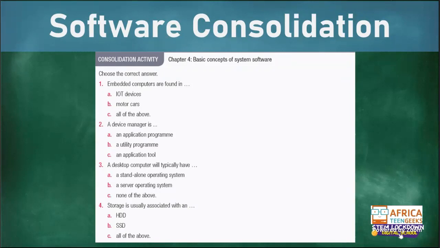Right. Question number 1, embedded computers are found in A, IoT, which is Internet of Things devices. Internet of Things refers to smart homes, applications, irrigation systems, and any other monitoring devices at the home. B, motor cars, and then all of the above. Correct. And then number 2, a device manager is A, an application program, B, utility program, or C, an application tool. Can you type in the answer?